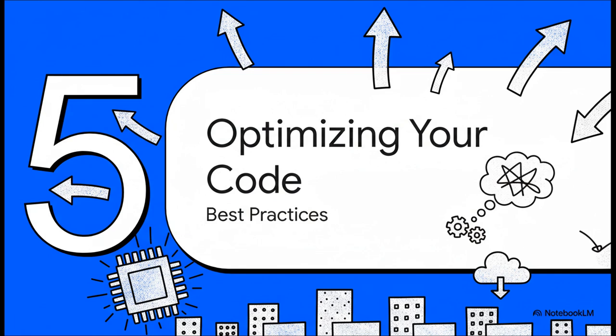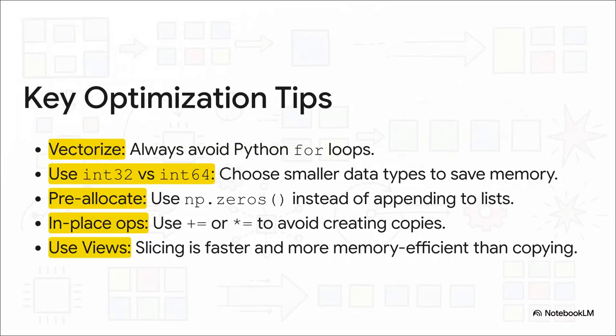Okay, so now that we've pulled back the curtain on the why and how of NumPy's crazy performance, let's get practical. How can you take all this knowledge and use it to make your own code faster and more efficient? Here are your golden rules. First, and this is the big one, always vectorize. Ditch those Python for loops. Second, pick the smallest data type that works for your numbers, like an int32 instead of the default int64. It can cut your memory usage in half.